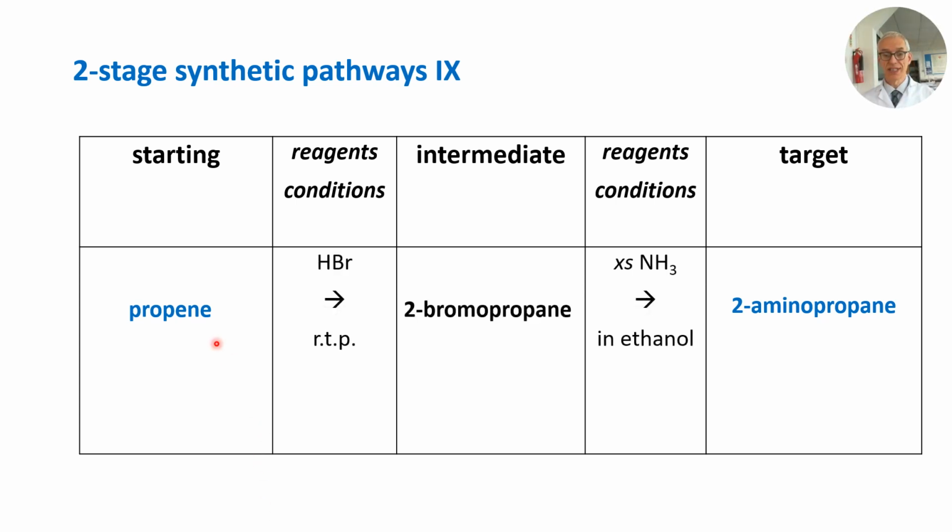One important point is that our starting molecule has a 3-carbon chain and our target molecule has a 3-carbon chain. So to make 2-aminopropane, we could come from 2-bromopropane, excess ammonia, NH3 in ethanol. You need to know the reagents and conditions. And propene can readily be converted into 2-bromopropane following Markovnikov's rule, HBr, room temperature and pressure.